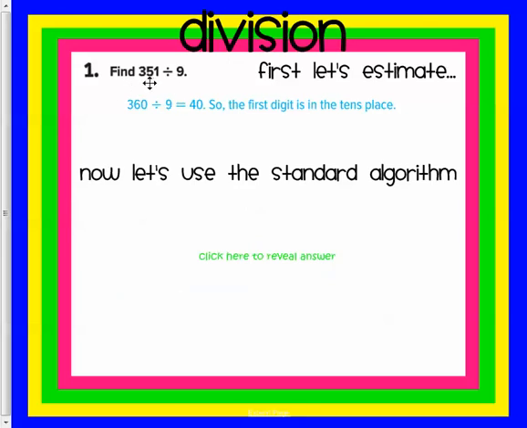To find 351 divided by 9, let's first estimate. Okay, we know that 9 goes into 36 4 times. So we know that 9 goes into 360 40 times. And since 360 is relatively close to 351, we know that it has to be around the number 40. So the first digit is in the tens place. So now let's use the standard algorithm.